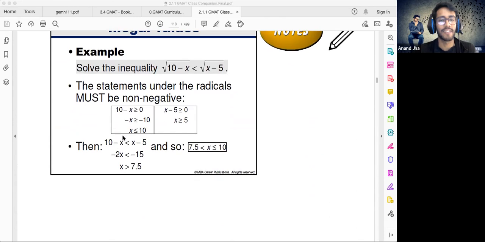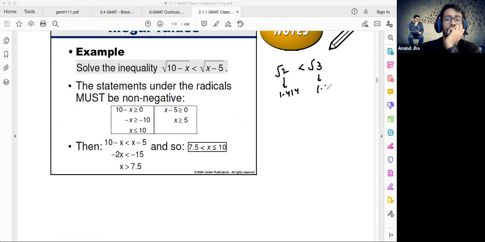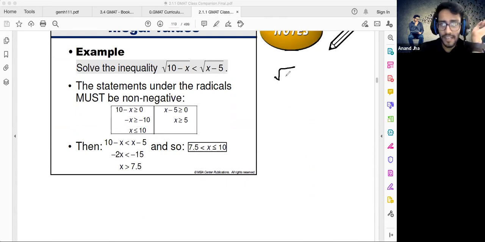Illegal values. What are illegal values? Let's talk about this. Correct? Because root 2 is 1.414 and root 3 is 1.732. It's less. If I square it, that will be less. Of course, 2 will also be less than 3. Okay. Now, before that, when does this exist? Anyone? Yeah, Animesh, you can tell. When does this exist?